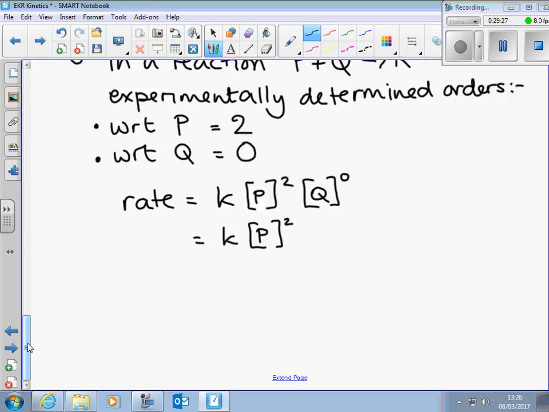All right, you're going to work out your own rate equation for a reaction. Practically, you're going to do the measurements and work it out. Not for a while yet.